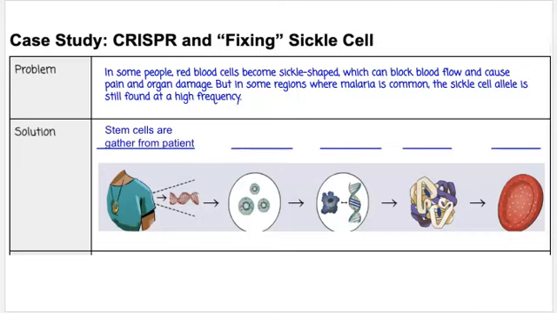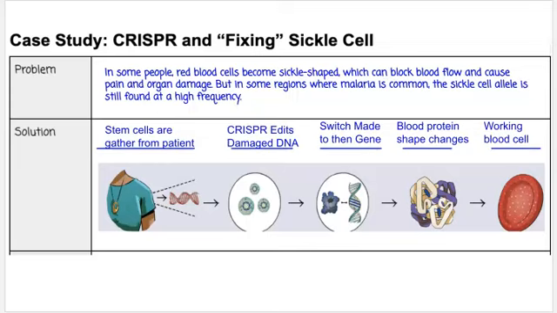First, they gather stem cells from a patient, and stem cells are cells without a specialized job yet. So they're just waiting to see what type of cells they will become. Next, they use those cells and the CRISPR edits the damaged DNA. The switch is then made to the gene that turns it from being damaged to producing the blood protein shape that is correct. So the blood protein shape changes, and that means you will then have a working blood cell.